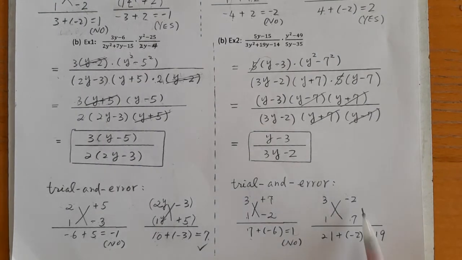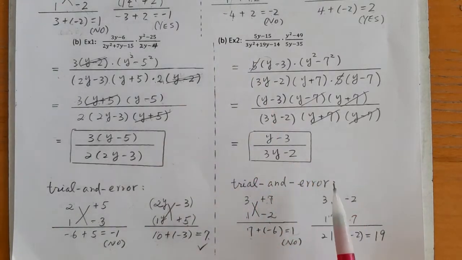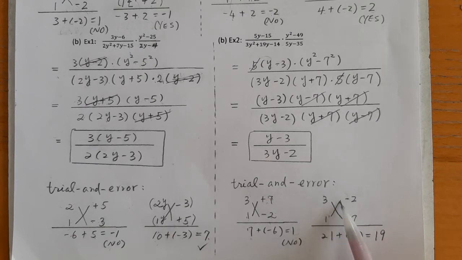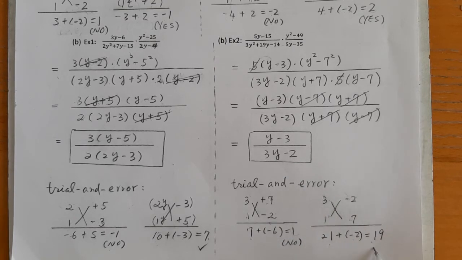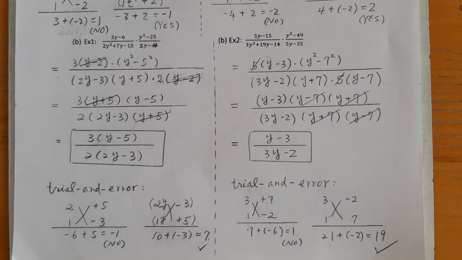So we try another one. I switch the two numbers. 3 times 1 is a factor for 3. Negative 14, you try negative 2 and 7, and cross multiply. 3 times 7 is a positive 21. Add negative 2 times 1, which is negative 2. Add together, it's 19. That's what we want. That's correct.